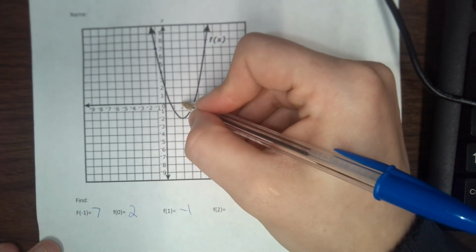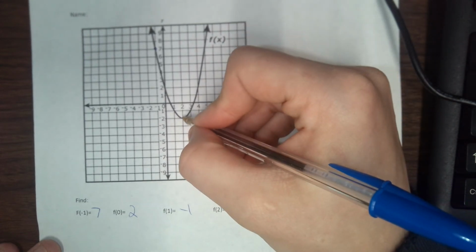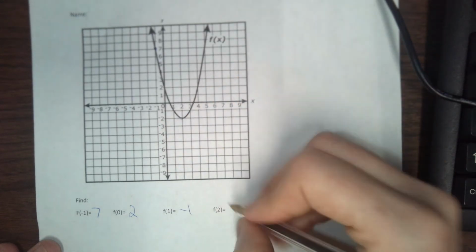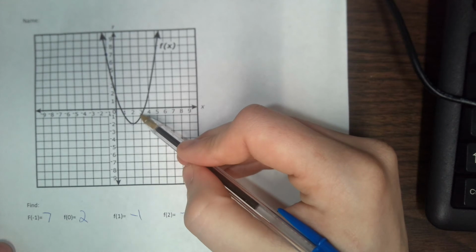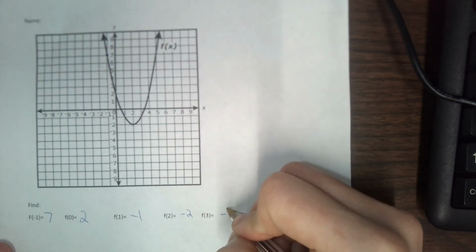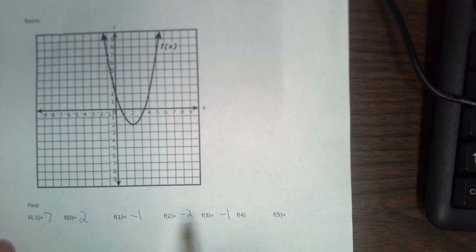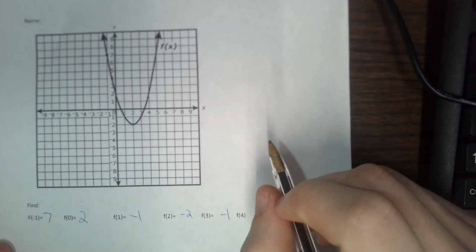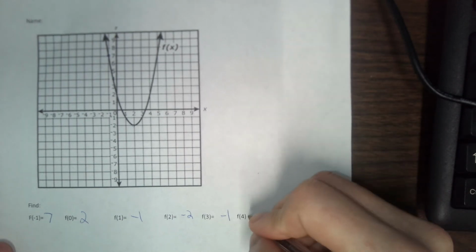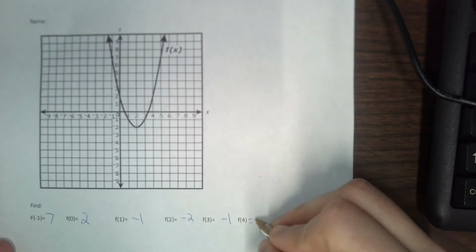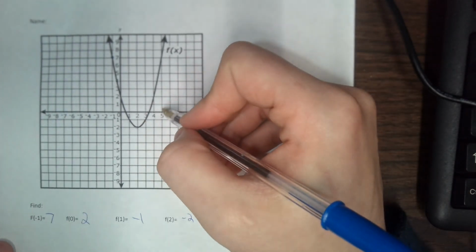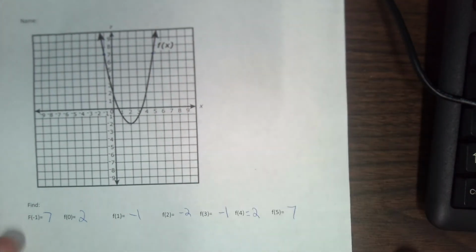F of 2, so 2 on the x-axis, is at -2 on the y-axis, right where the function is. F of 3 is back at -1, which is okay. We can have the same output, but we can't have one input having two different outputs. F of 4 is back up here at 2. And then f of 5 is back up here at 7.